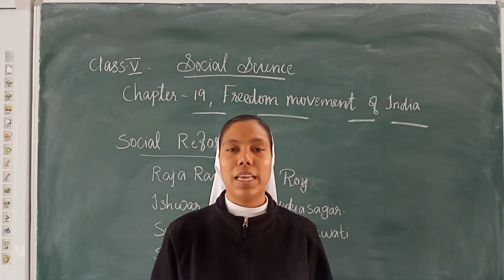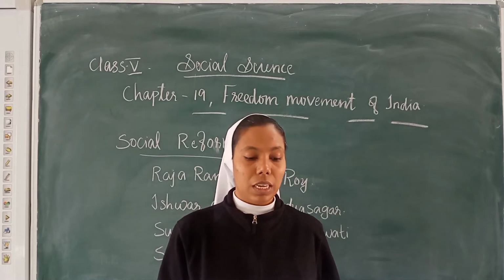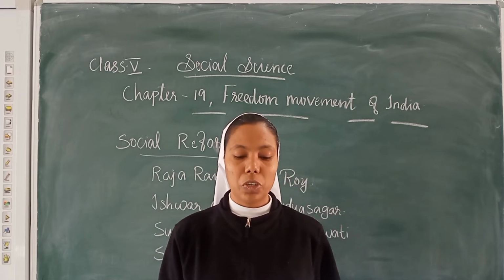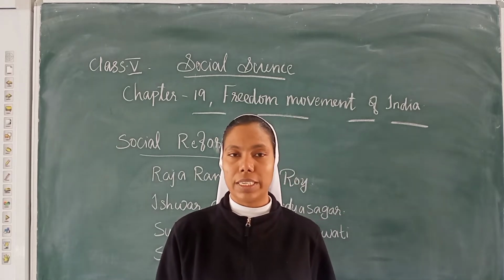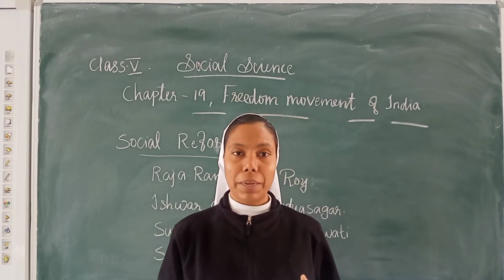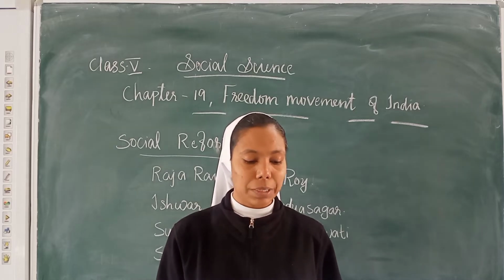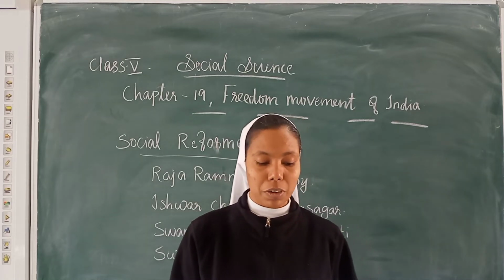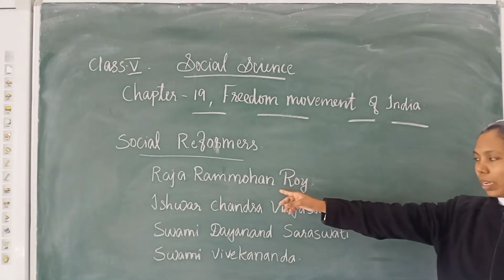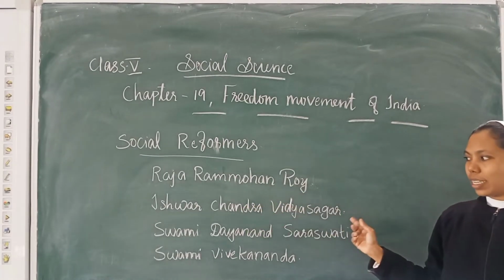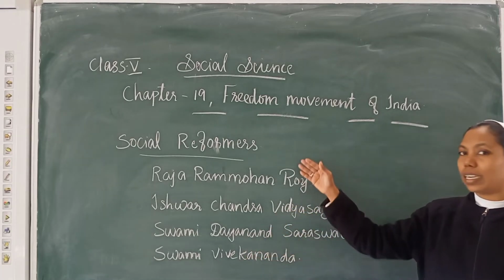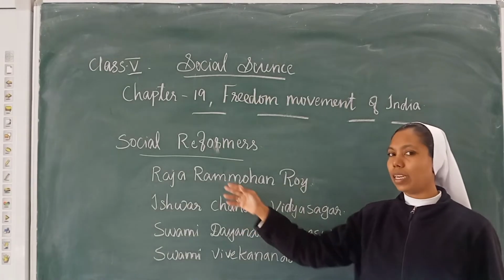So many people started to fight against the injustice, to bring reforms to Indian society. They needed to take away the injustice, and many people came and started to fight. We can see some social reformers were there. Some of the most important reformers are Raja Ram Mohan Roy, Ishwar Chandra Vidyasagar, Swami Dayananda Saraswati and Swami Vivekananda. These are some of the social reformers we can see.